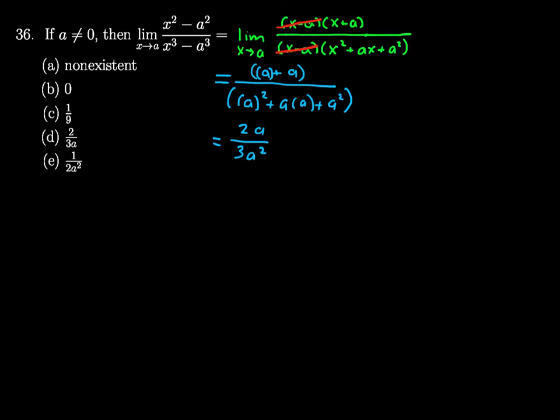And I've got a little bit of reducing I can do. This a can cancel out with one of those a's up there. And I will be left with 2 divided by 3a. My answer choice is D.